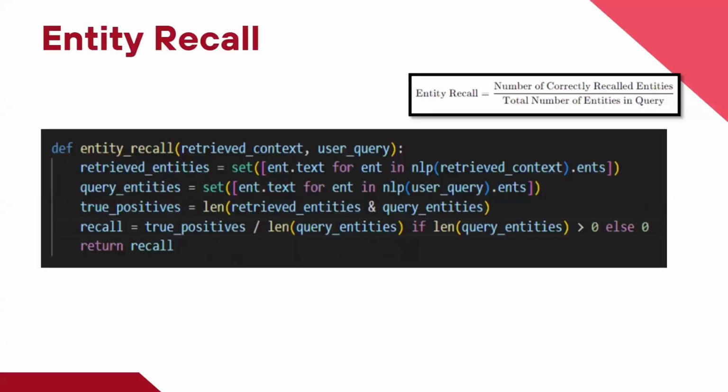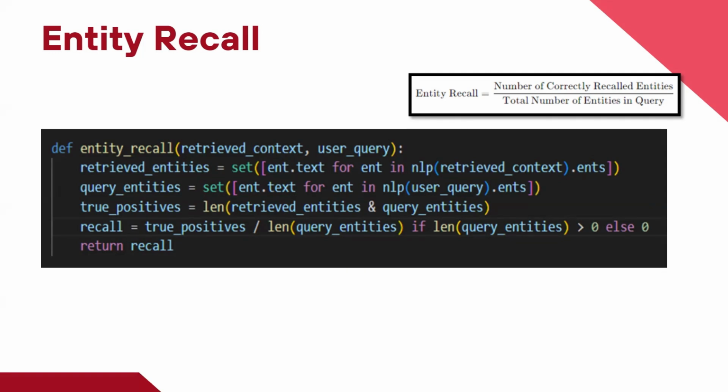Now coming to the entity recall. The method called entity recall is used to extract entities using spaCy named entity recognition. Let's define the entity recall function, which takes two arguments, retrieved context and user query. The relevant entities, for example product, color, and target audience, are examples. Many relevant entities can be fetched, which are extracted from both the user query and retrieved context. Entity recall is calculated as a ratio of true positives, that is entities correctly recalled, to the number of entities in the query.